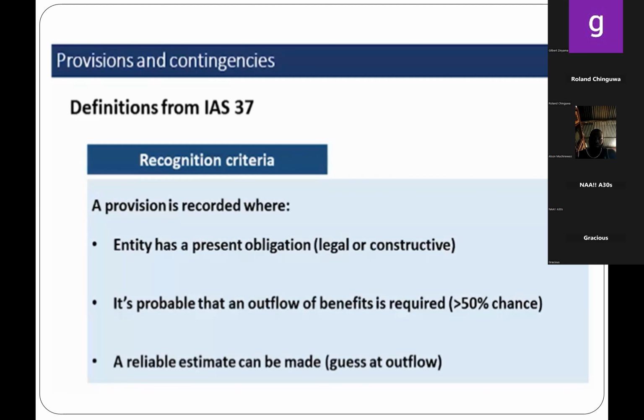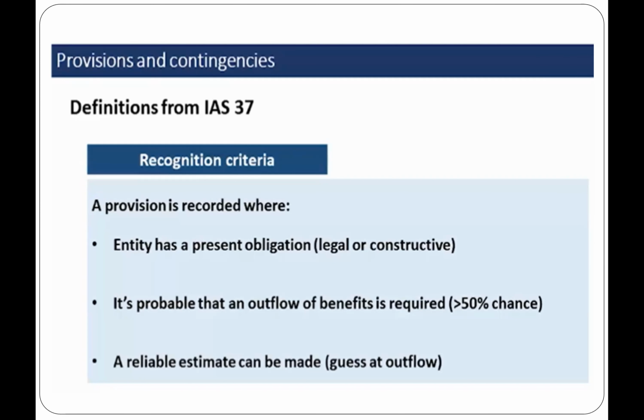Then you tell the examiner the probability that an outflow of benefits is going to be required. You tell the examiner whether a reliable estimate from the facts given in the case can actually be made. And then you conclude whether you think it's actually going to be a provision or not, which means you must explain how you think these three conditions have been met, and we need to recognize a provision. So that's basically the recognition criteria as far as provisions are concerned.